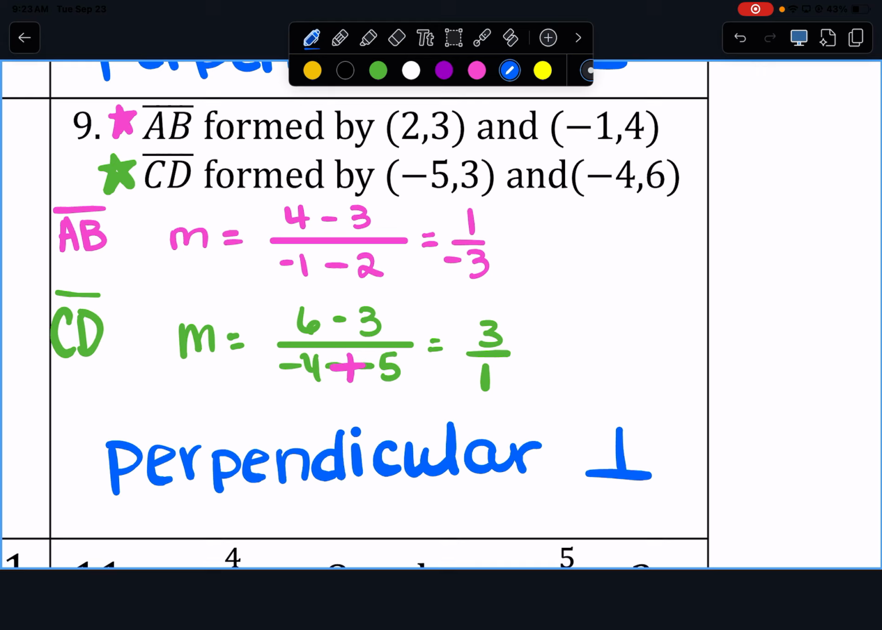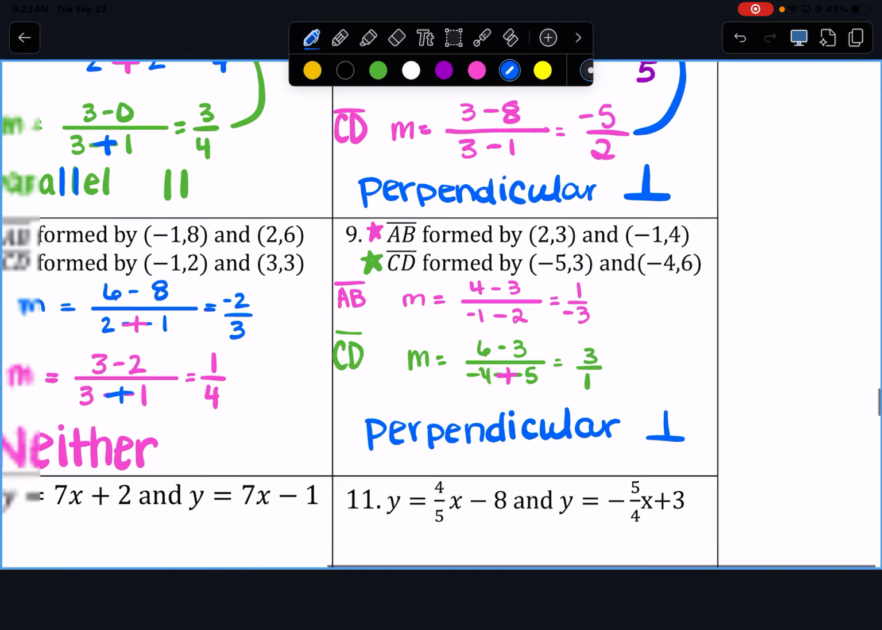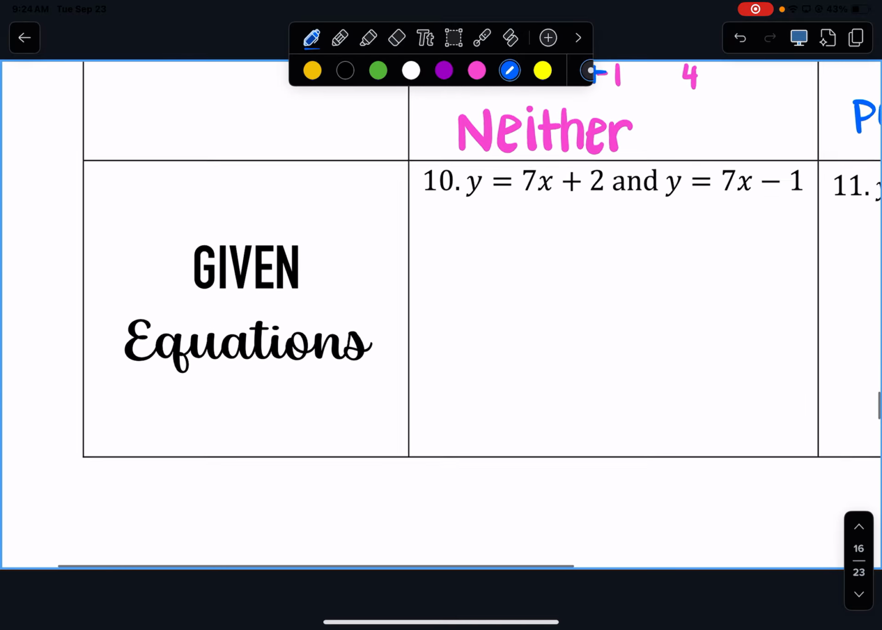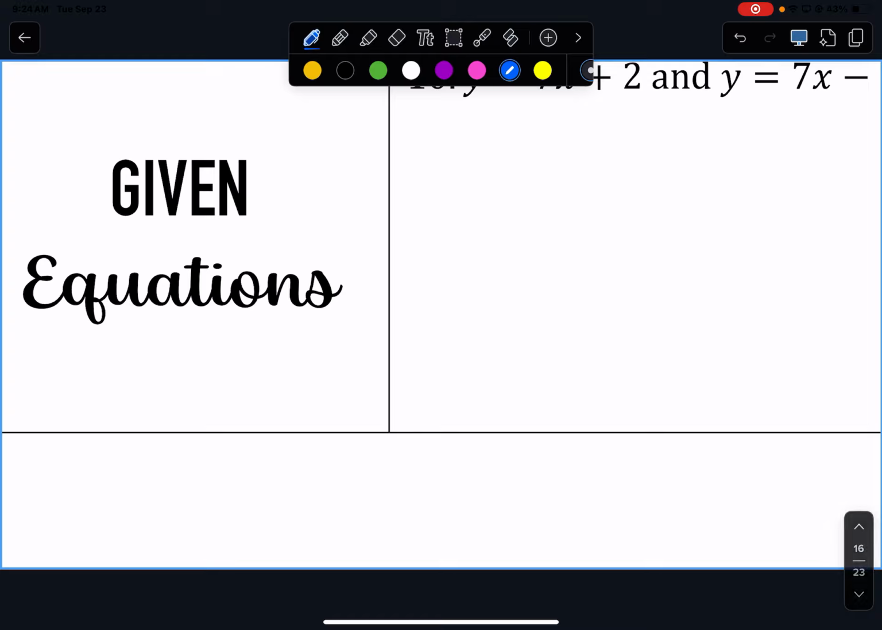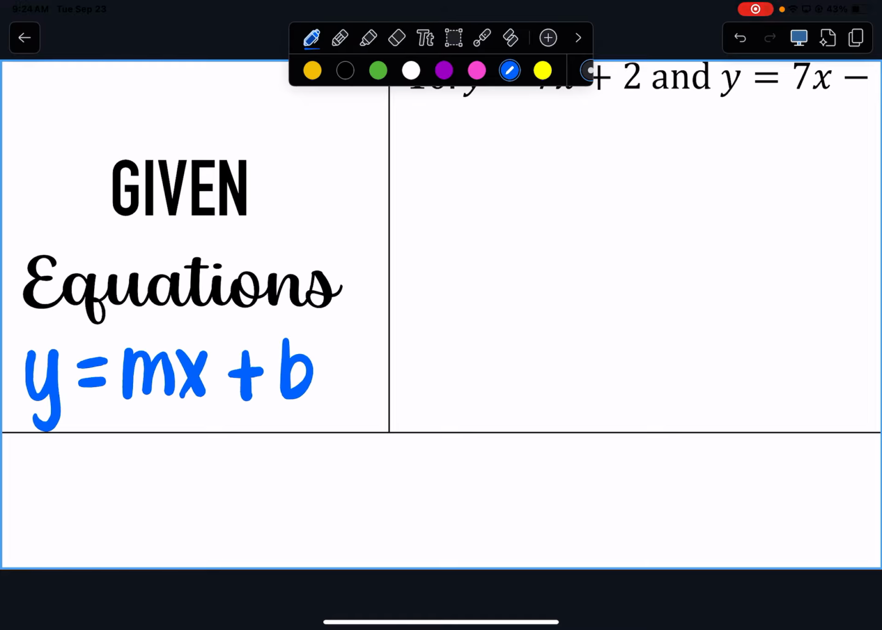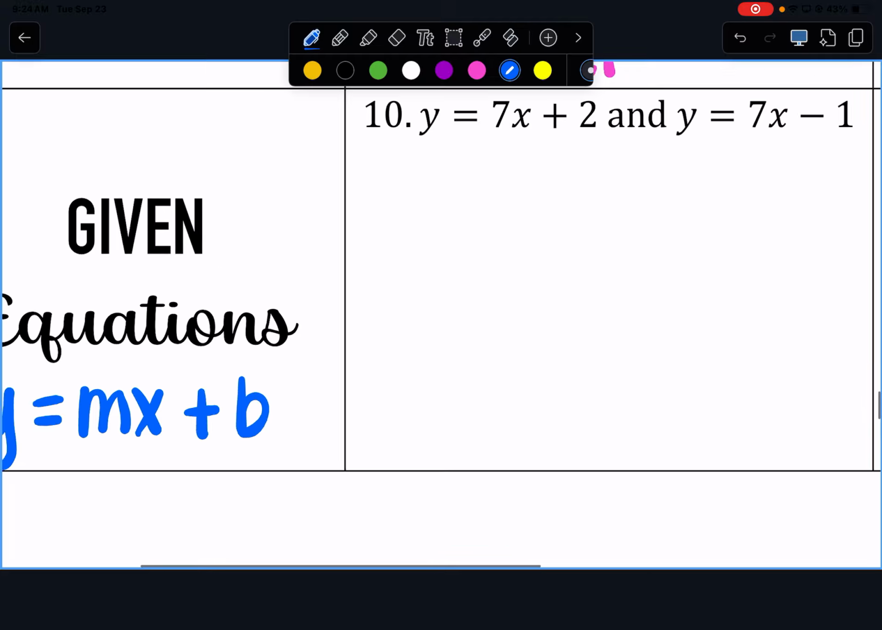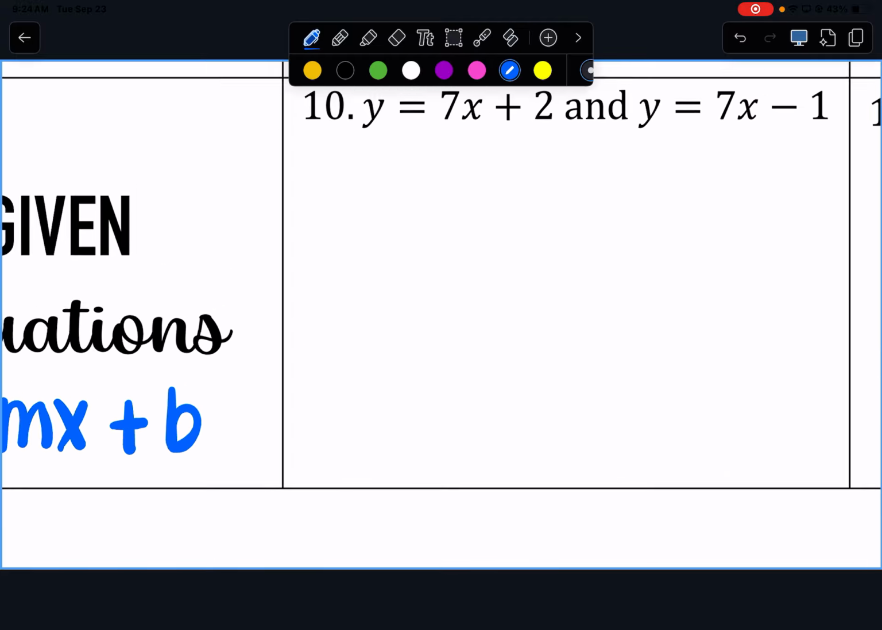We also can determine whether or not they are parallel or perpendicular by looking at the equations. In order to be able to tell from looking at the equations, we need the lines to be in slope-intercept form. What is slope-intercept form? It's y equals mx plus b. So if it is not in slope-intercept form, we have to solve for y. So we're going to go ahead and look at question 10.